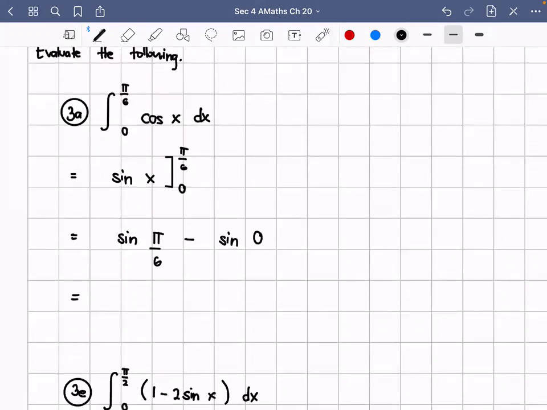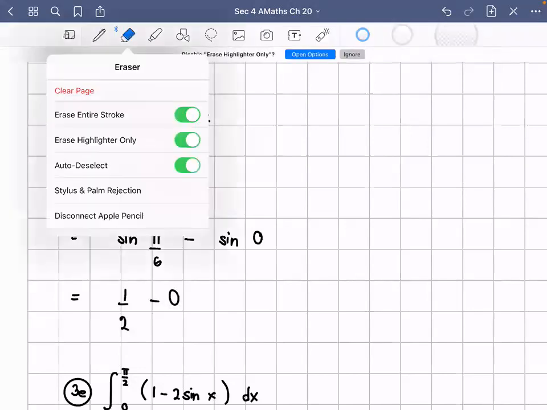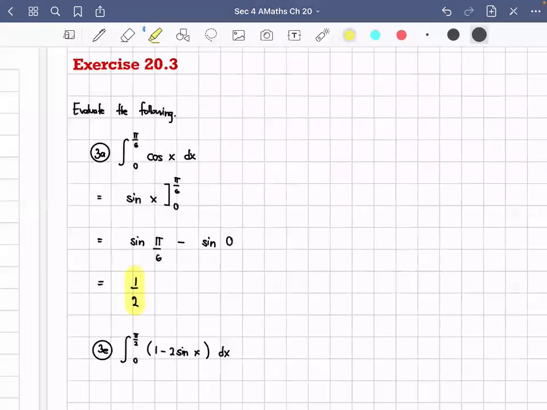Okay, so for this one, again, you need your calculators, and it should be in radian form. So sine of pi over 6 is 1/2, right? And then minus, what is sine of 0? That is 0. So basically your answer here is 1/2. Okay, so your answer for 3A is 1/2.